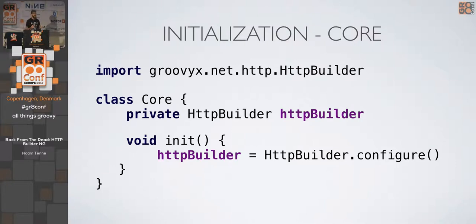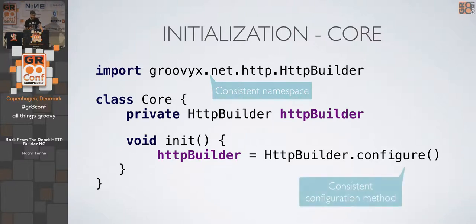But let's notice a few things here, first of all, and you see them recurring. First off, is it the consistent namespace? So no matter what implementation you use, okay, it'll always start with groovyx.net.http, and so on. And the other consistent part is the configuration method. No matter what implementation you use, you would always initialize the new client using HttpBuilder.configure. So this is how you initialize the core.